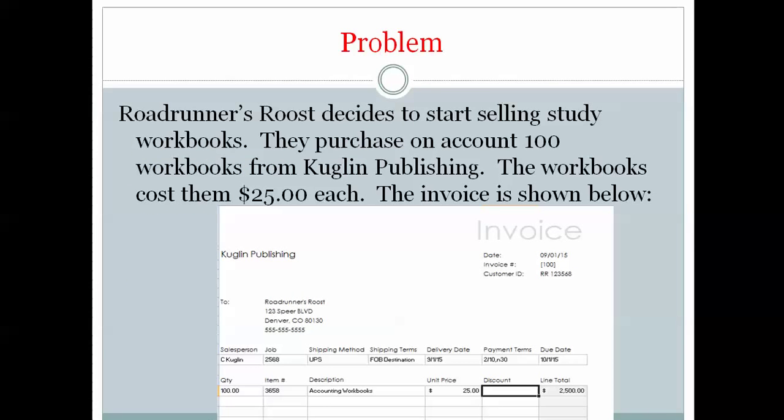So in order to look at how we record purchases in the general journal, I've set up this problem of Roadrunner's Roost, and they've started selling study workbooks. And they purchased their first study workbooks, 100 of them from Cooglin Publishing. And Cooglin Publishing allowed them to charge it, so we say they purchased them on account. And the workbooks cost us, Roadrunner's Roost, $25 each.